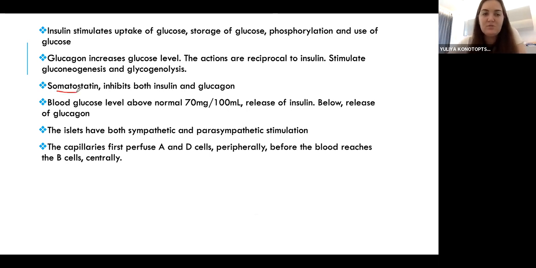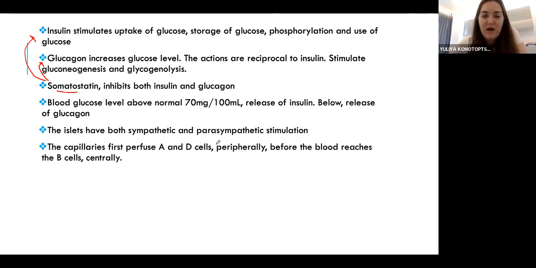And somatostatin is very important, it inhibits both. So insulin could inhibit glucagon, and glucagon could inhibit insulin. Okay, they have opposite functions. Somatostatin inhibits both of them. So it's like a control hormone that regulates both of them. Normal glucose, as you know, should be about 5 millimoles per liter or 7 milligrams per 100 milliliters.